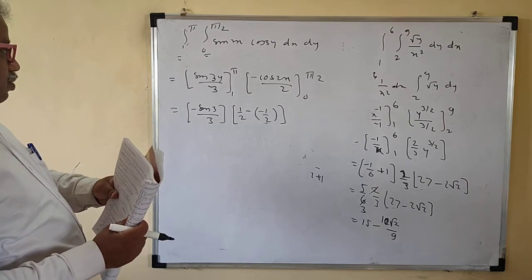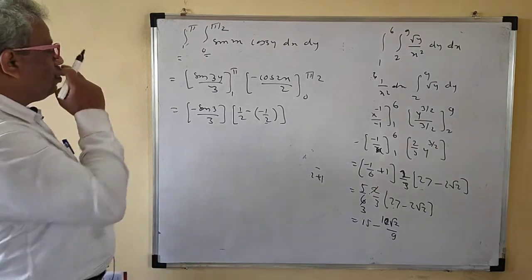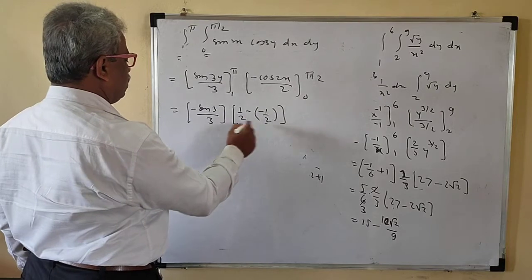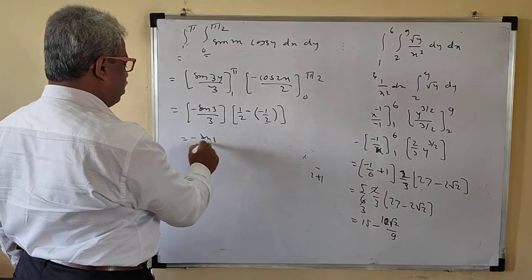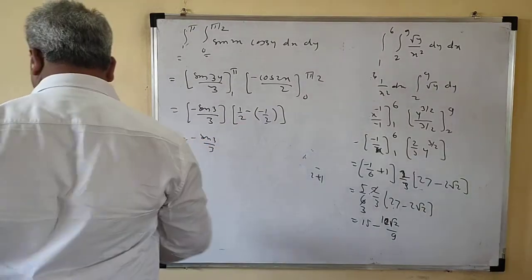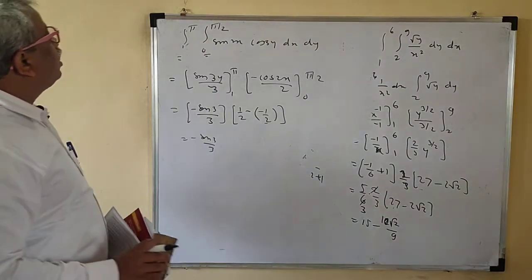0 to pi by 2. Okay. So now this is what then? This is half, this is 1. So this is minus sin 3 upon 3. This will be the answer. Is it correct?